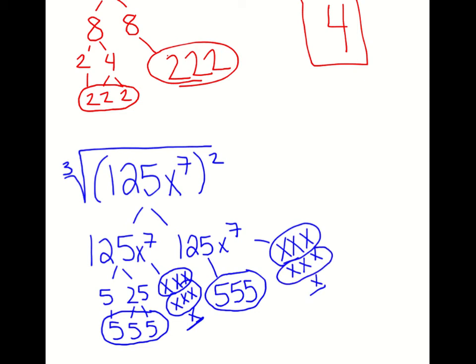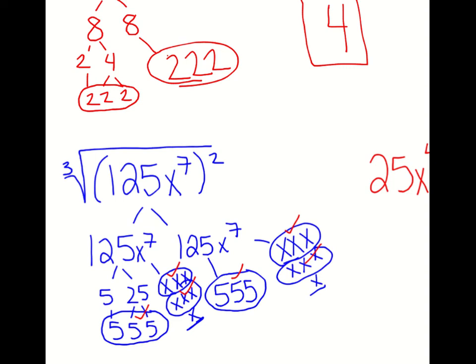If I write my final answer, everything I circled, 5x, x, 5x, x, needs to leave the radical, the cube root. I'm going to multiply all those together. 5 times 5 is 25. X times x times x times x would be x to how many groups did I have? The 4th. And then since I had 2 x's left over on the inside, I've got to keep that cube root symbol.